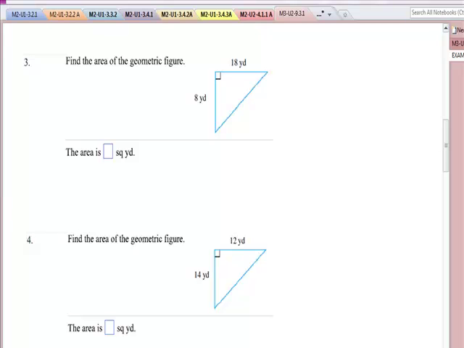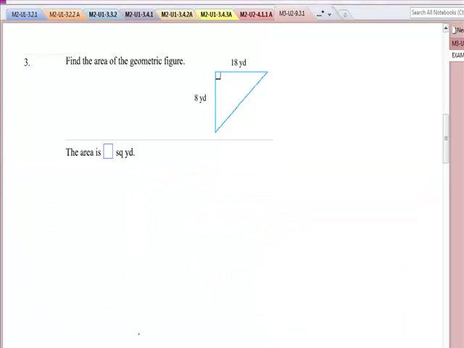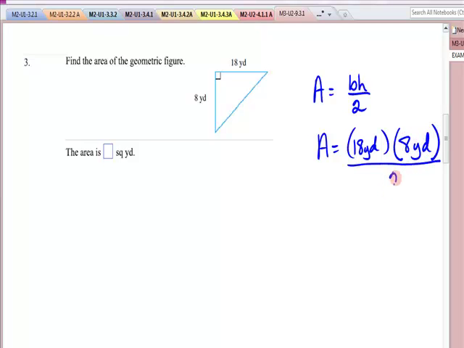Number 3. Whoops. Sometimes I try to get some workspace and that doesn't work. All right, a triangle. Area is, all right, you've got several choices. I think I'll use base times height divided by 2 because it's half of a rectangle or a parallelogram. So the area is, I'm going to call the base 18 yards. Because this is a right triangle, the height is the other dimension, 8 yards. And I'm going to multiply those, but I can't forget to divide it by 2.